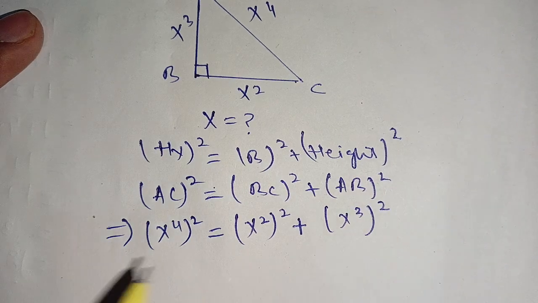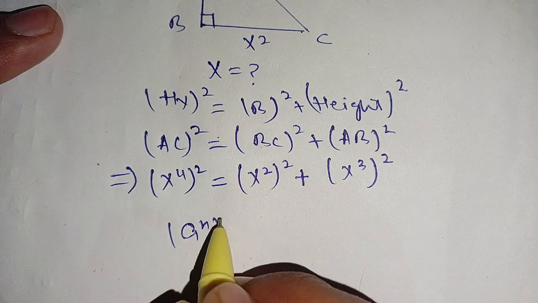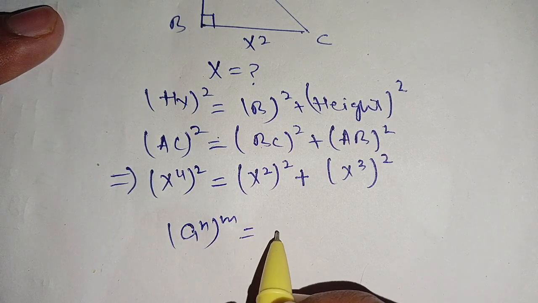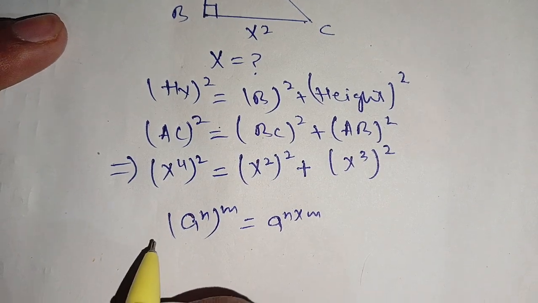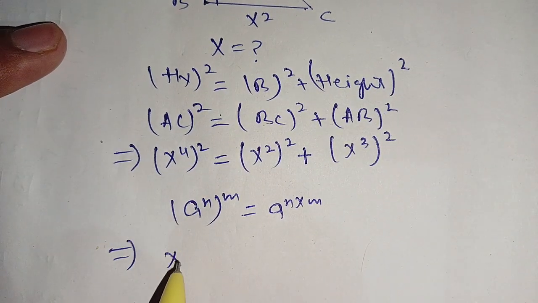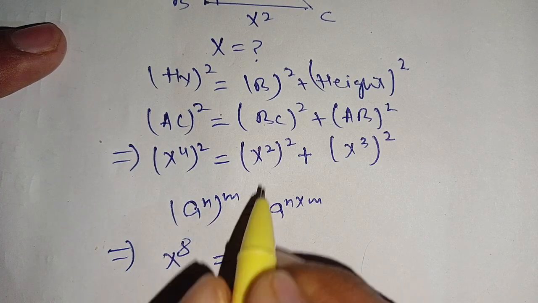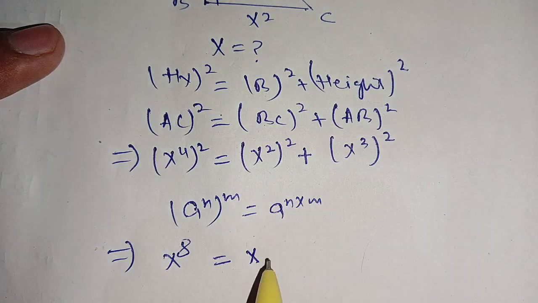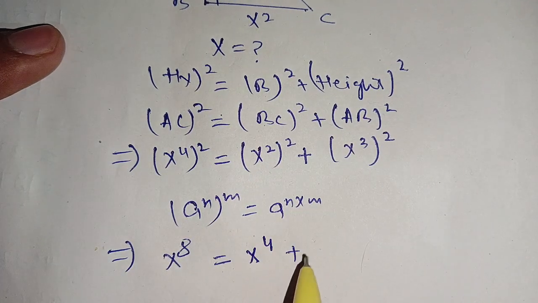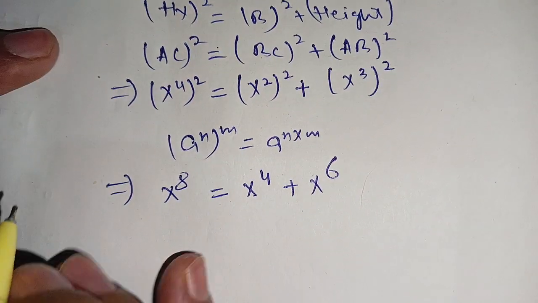Base square here is BC, meaning x power 2 bracket power 2, plus AB, meaning x power 3 bracket power 2. Now we know that a power n bracket power m is equal to a power n times m. Using this identity, we get x power 4 times 2, which becomes 8, is equal to x power 2 times 2, which becomes 4, plus x power 3 times 2, which becomes 6.